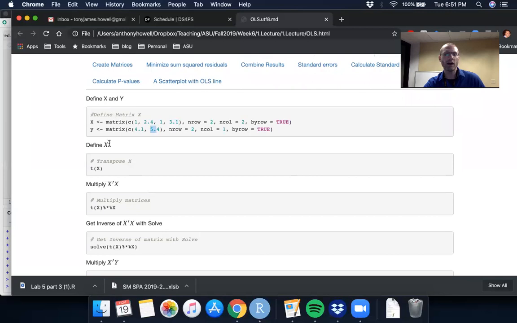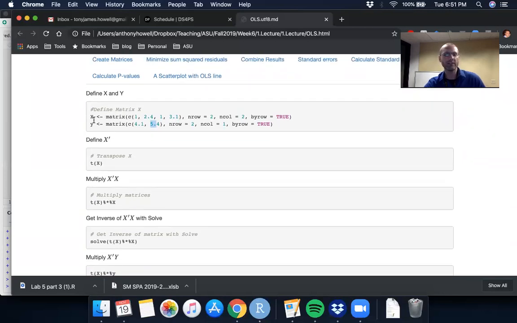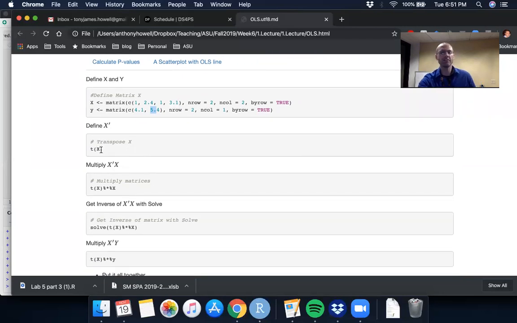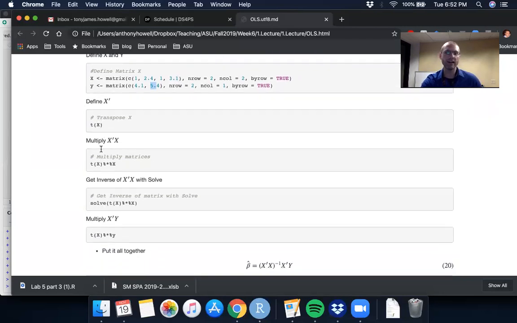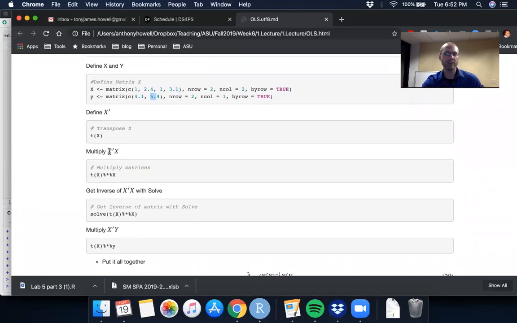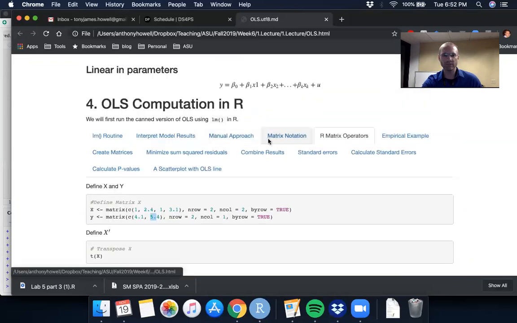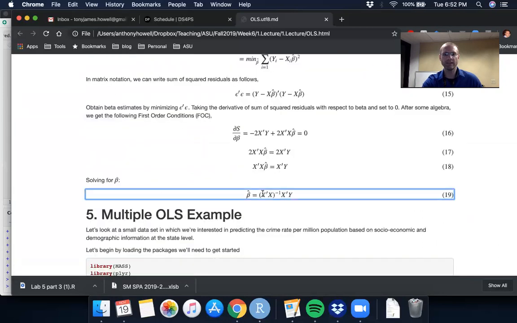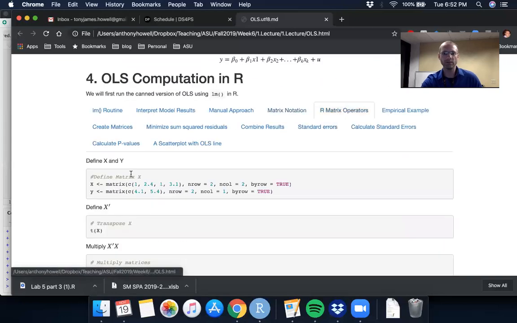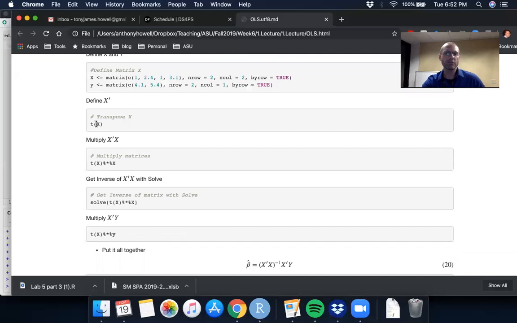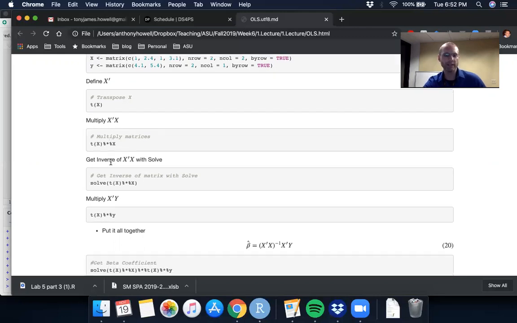So for the x prime, what we're going to do is transpose x, t of x. So we'll take t of x, and you can do this in R and follow and see what the output looks like. Then the next part is x prime x. And again, we're just manually entering this x prime x. We're going to inverse and then x prime y. Okay, so that's what we're doing now with the matrix operators. So we have the transpose x, which is x prime, transpose x multiplied by x. This is, again, x prime x, multiplying the matrices.